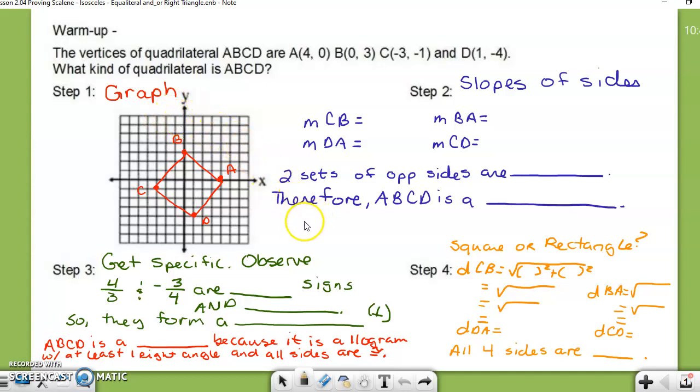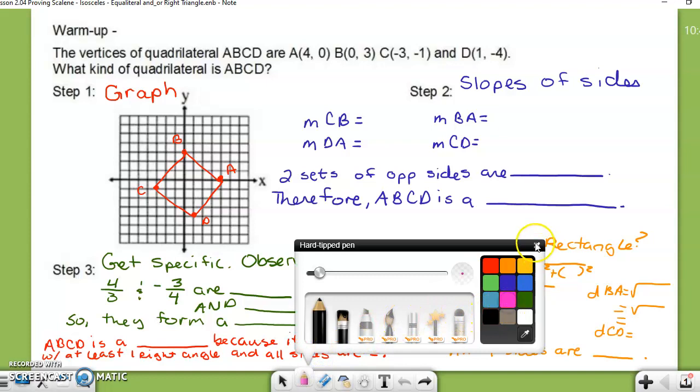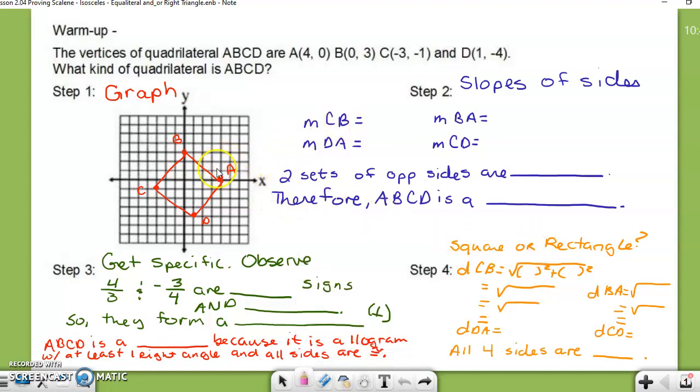Now I want to compare my slopes, and I'm just going to count these off of the graph. Just going to count my rise and my run. For CB, I'm going to count my rise and my run. I come up with 4 over 3. I'm going to now go to the opposite side. For DA, count my rise and my run. So I'm interested to see if the opposite sides have the same slope. Those have the same slope.